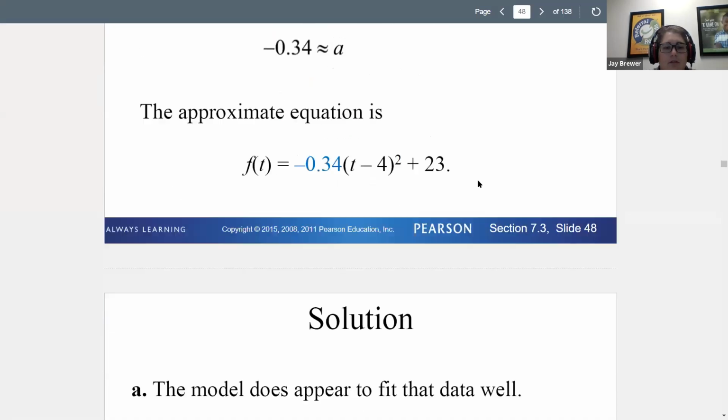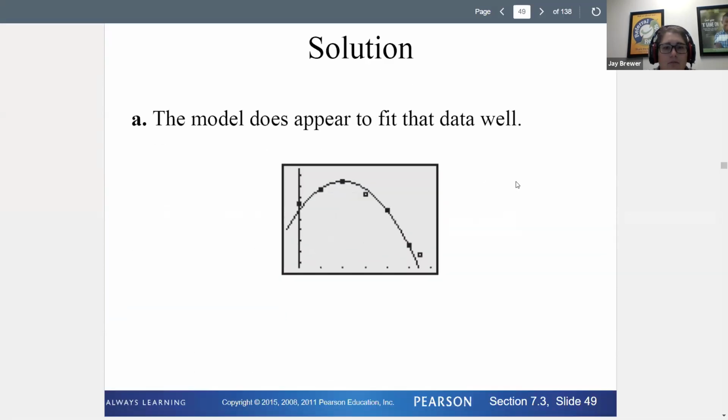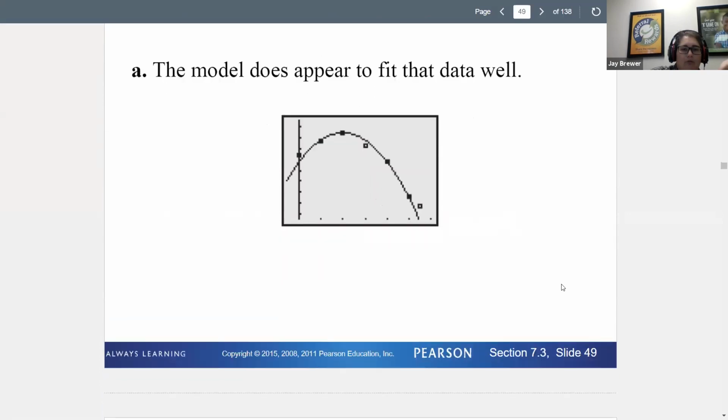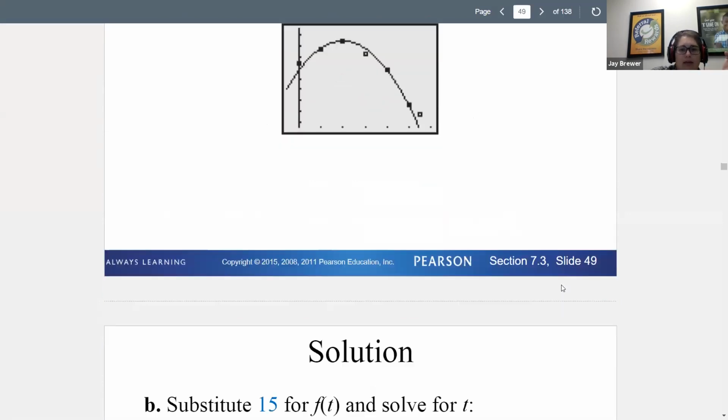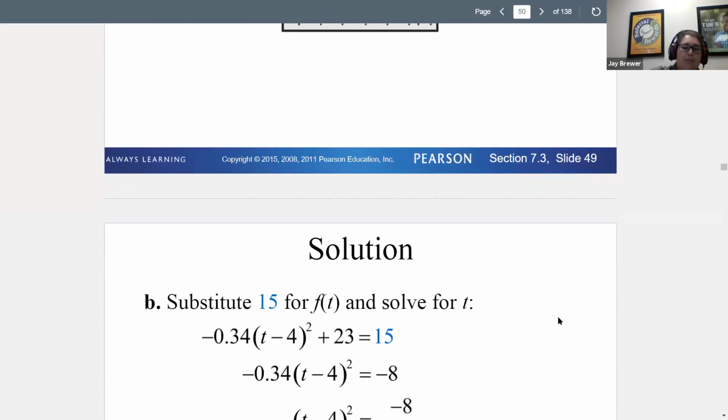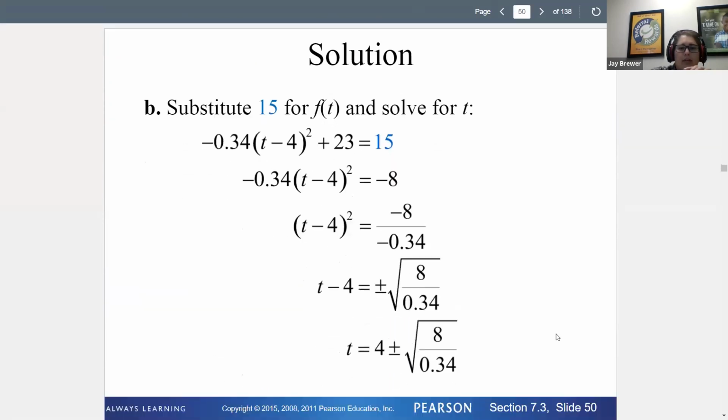Okay, so let's go on to part B. As you can see, if you went ahead and put in your quadratic, you can see that it nicely lines up. Now, this does not mean that that is the only quadratic equation that would fit that exact data. That's why whenever we did it using the quadratic regression, we got slightly different answers. More likely than not, if you would have plugged that in, it also would have been fairly good. So just keep that in mind.